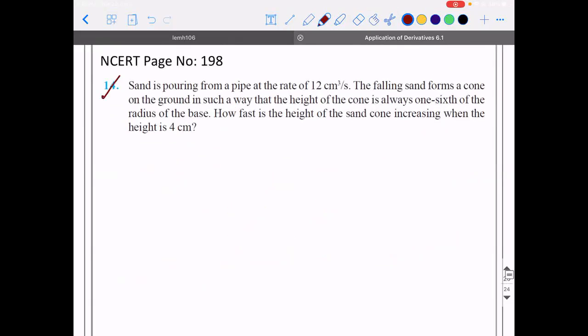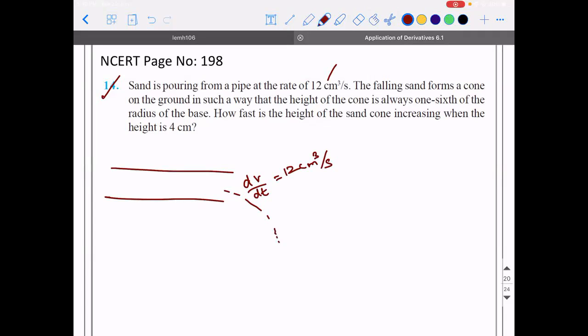Now try this. Sand is pouring from a pipe at a rate of 12 centimeter cube per second. Let's say the pipe is like this. From this, sand is pouring at a rate of, the volume of sand that is coming out is 12 centimeter cube per second. I found the volume because of the centimeter cube, and moreover, sand is a fluid. So it is falling here.